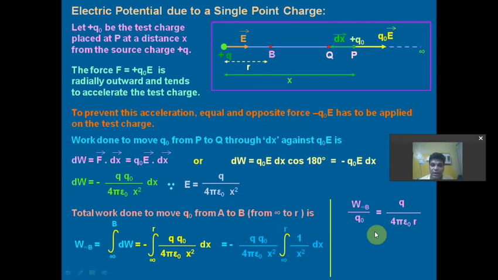This is the electric potential due to the single point of charge. So we have derived this expression, V is equal to Q by 4 pi epsilon naught r.